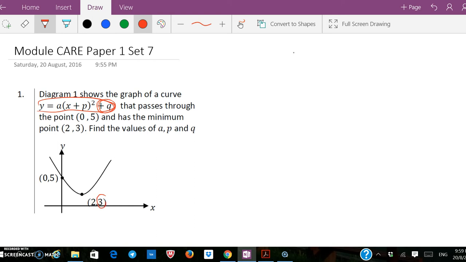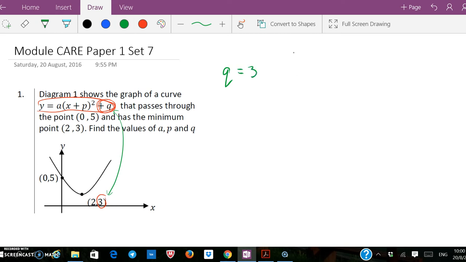The value of y here is 3. It's quite an easy question. By connecting q and 3, because 3 represents the minimum value of y, and q also represents the minimum value of y, in this case q is 3.